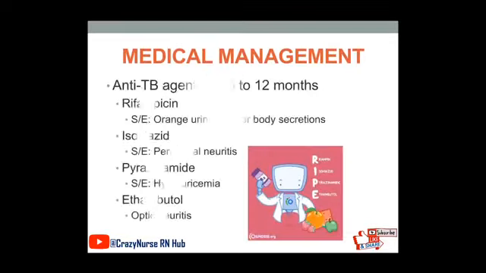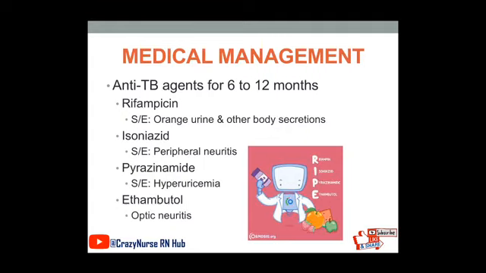Medical management. So we have here the anti-tubercular or anti-TB agents administered for 6 to 12 months. A prolonged treatment duration is necessary to ensure eradication of the organism and to prevent relapse. The continuing and increasing resistance of Mycobacterium tuberculosis to TB medication is a worldwide concern and challenge in TB therapy.